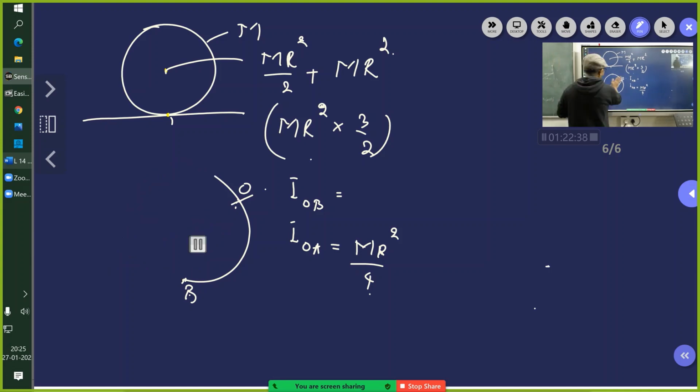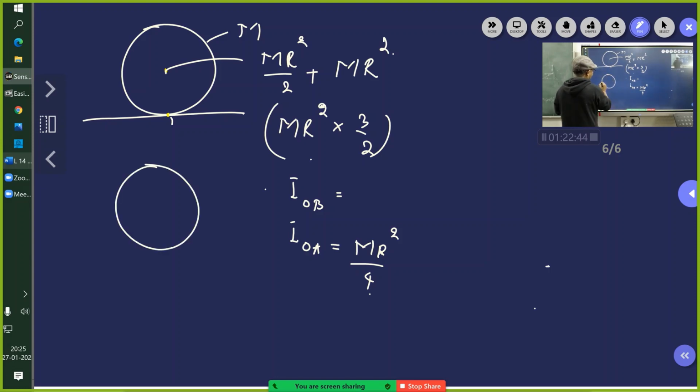With this diagram, it will be difficult. Let me write it. You can choose a diameter parallel. So take this diameter and take this as C, take this as O, take this as A, take this as G, right? And this is what they have told. This angle is theta here. Okay, this angle is theta.